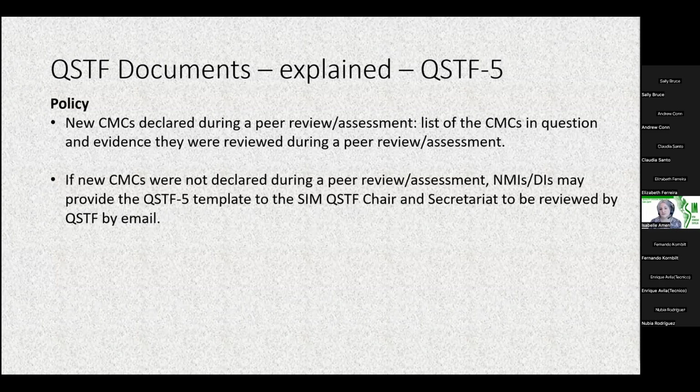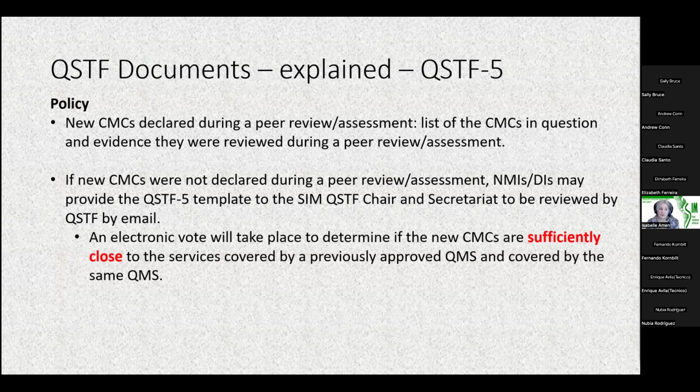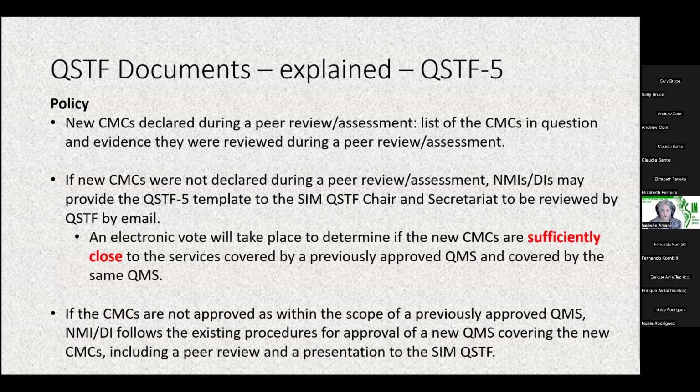If, however, these new CMCs were not declared during the previous peer review or assessment for any reason, the Institute may provide the QSTF-5 template to the chair and secretariat to be reviewed by QSTF, by email or through electronic vote. An electronic vote will then happen to determine if these new CMCs are sufficiently close to the services covered by a previously approved QMS, that the approved QMS is still valid, and that these CMCs are also covered by the same QMS. If they are not approved as within the scope of a previously approved QMS, the Institute will just follow the existing procedures for approval of a new QMS covering the new CMCs, including a peer review and a presentation to the SIM QSTF.